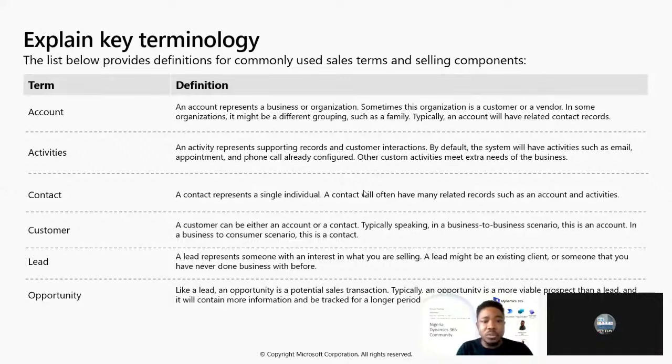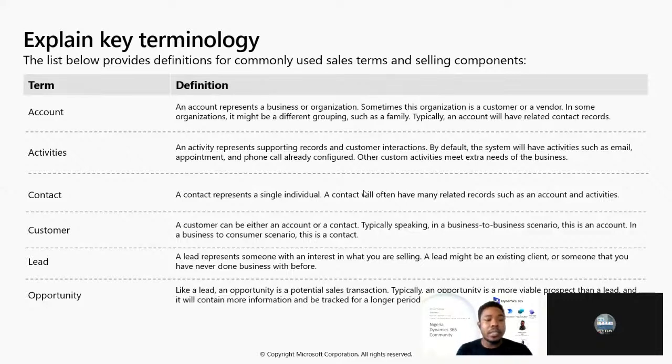Also, we have the activities. The activities might represent the phone calls you've made in terms of negotiation, or emails back and forth negotiating price, or giving them a range of products that they can get from you. We also have the contact. Like I mentioned earlier, it represents a single individual. The contact will often have many related records, relating to an account or to an activity, either a phone call, an email, or another activity, or a task.